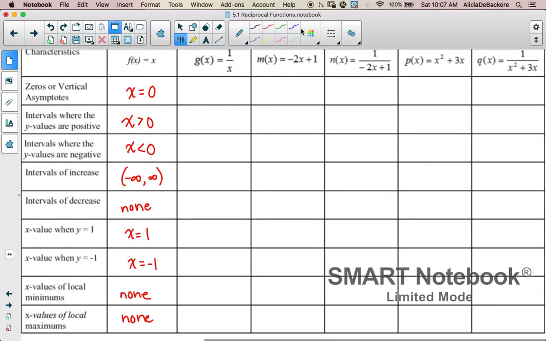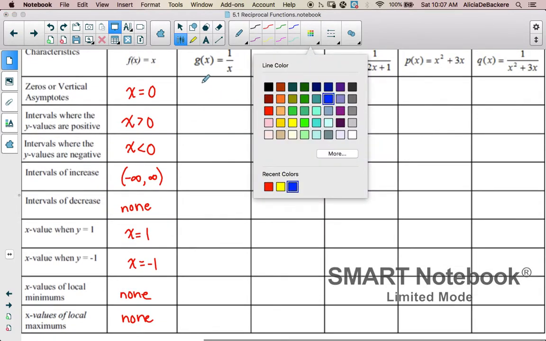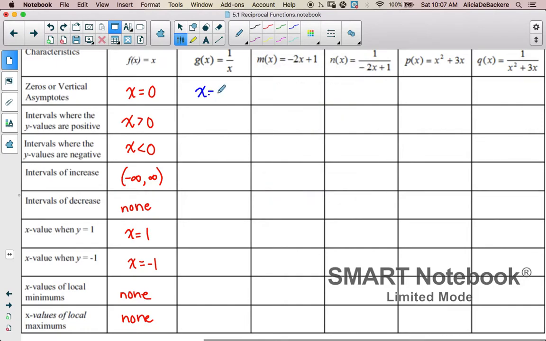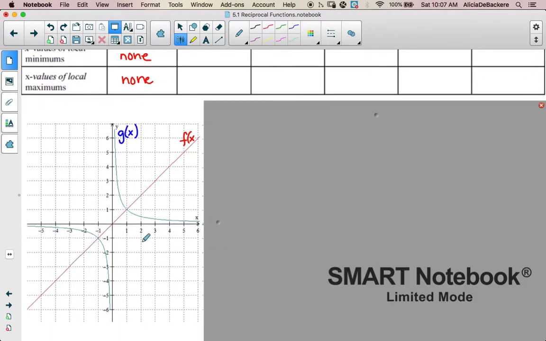So the x value, we'll move over to the blue pen. The x value is 0. And then we're going to look for what about the intervals where the y values are positive or the y values are negative. So again, looking for where's the graph above the x-axis. That's when x is greater than 0. And when is it below the x-axis? That's when x is less than 0.